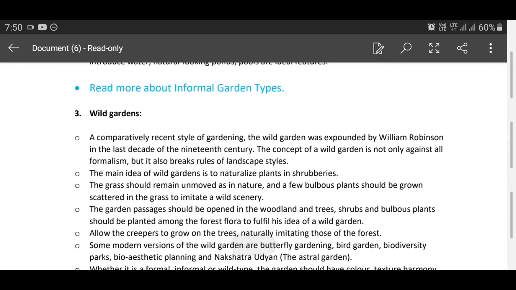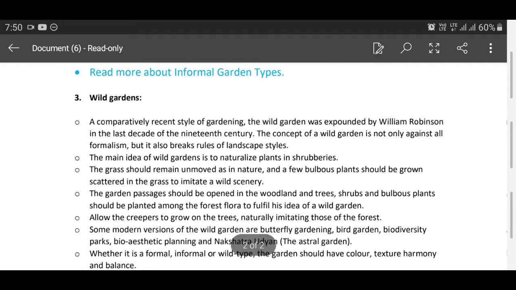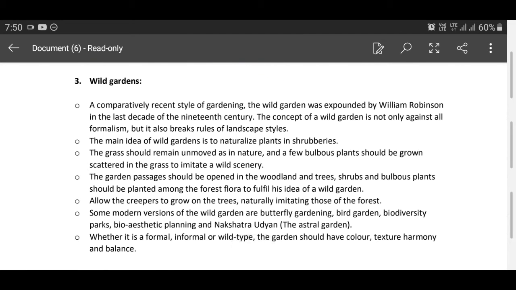Third type of garden is the wild garden. A comparatively recent style of gardening, the wild garden was expounded by William Robinson in the last decade of the 19th century. The concept of a wild garden is not only against all formalism, but it also breaks rules of landscape styles. The main idea of wild gardens is to naturalize plants in shrubberies. The grass should remain unmowed as in nature, and a few bulbous plants should be grown scattered in the grass to imitate a wild scenery.